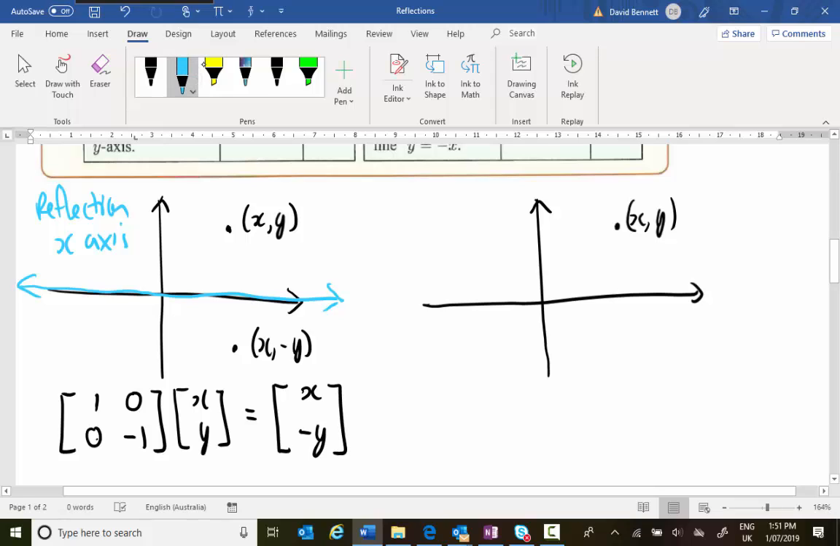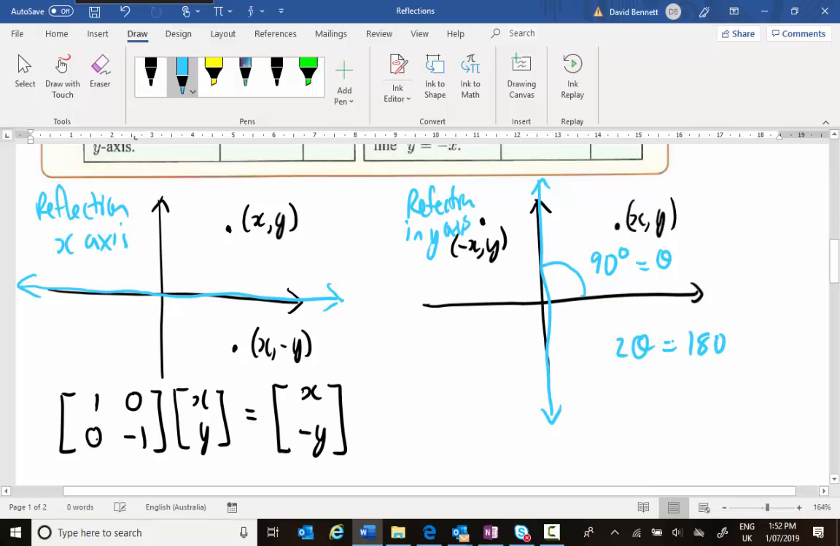Right, this next reflection we're going to do is in the y-axis. So if we were doing that, we would expect to have something over here, and that coordinate there is going to be negative x, y. Now how far have we gone to reflect in the y-axis? Well, we've gone 90 degrees. So that's our theta. So 2 theta is equal to 180 degrees.